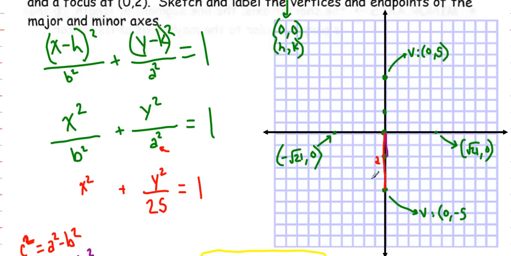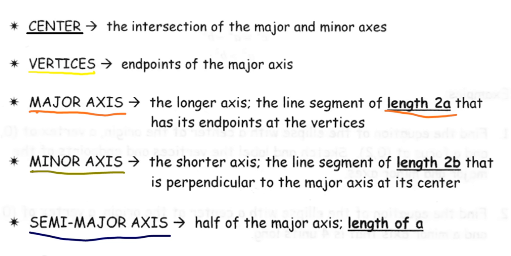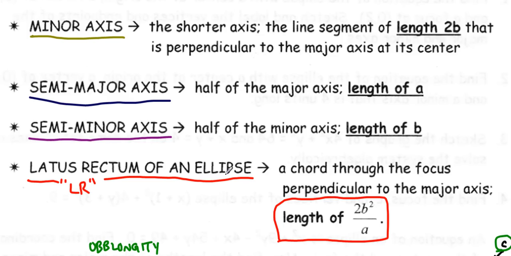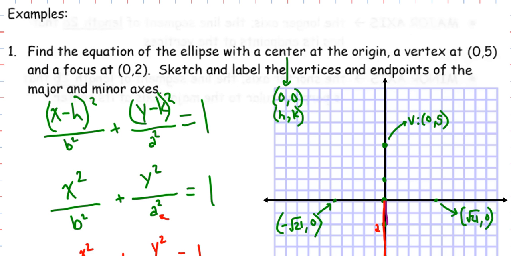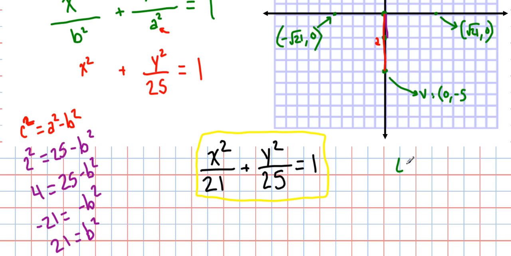We could sketch it now, but I'd like to get one more pair of points from our LR, from our latus rectum. If we go back to where we talked about that, we said that the LR of an ellipse has a length of 2b squared over a. So let's find the length of our LR. It's 2b squared over a. Let's plug those in. We know that our b squared is 21, and our a value is 5. So we've got 42 over 5.